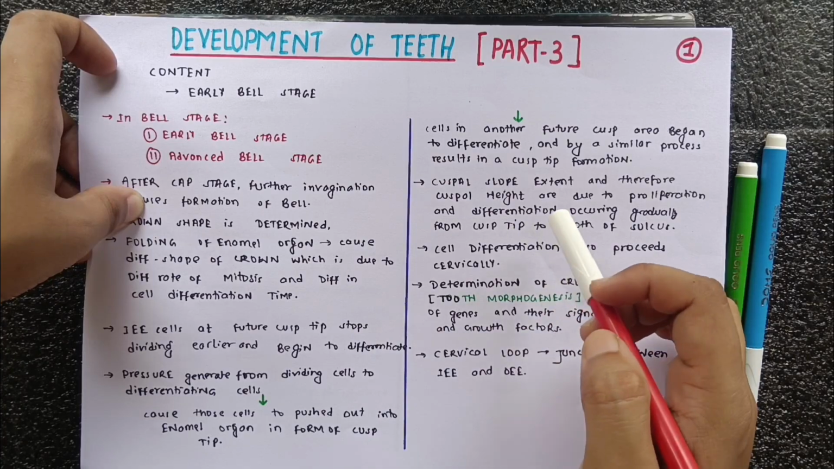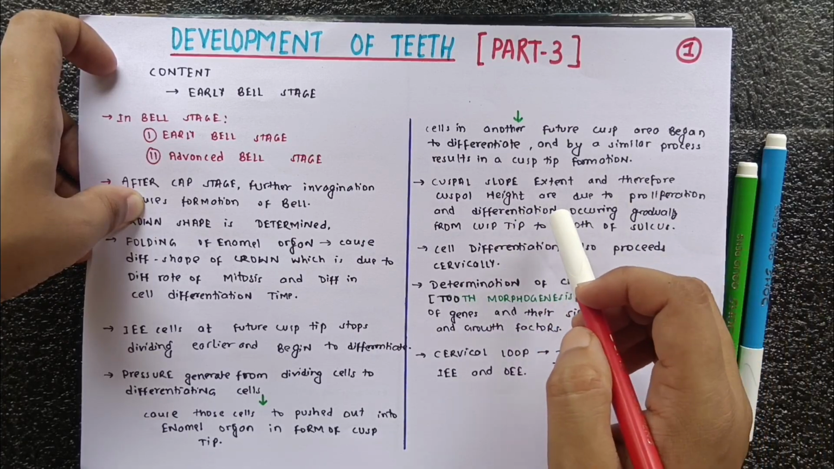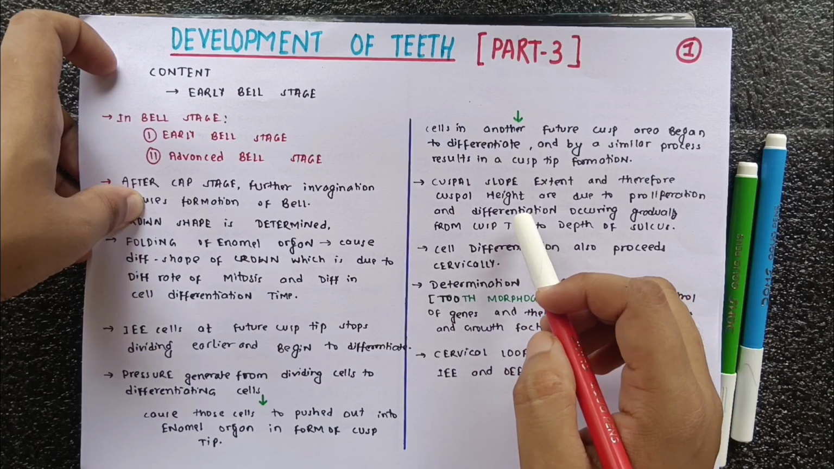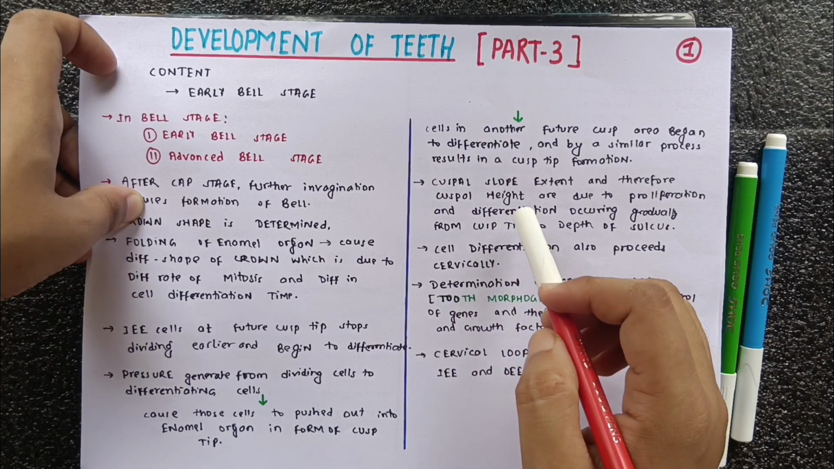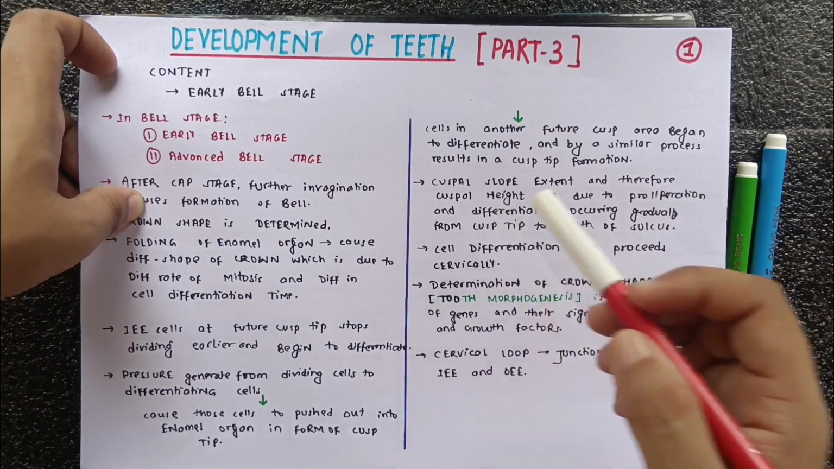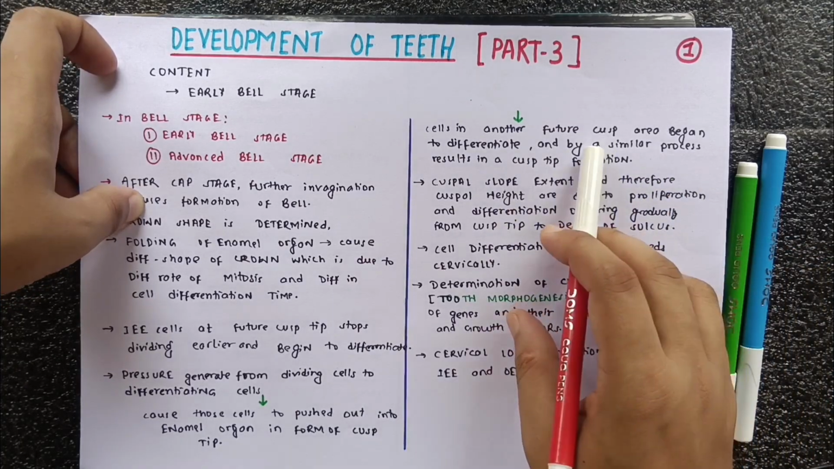There is formation of stellate reticulum in the cap stage, and there are connections between the cells. They are star-like cells. I have discussed how they are formed and the processes there.